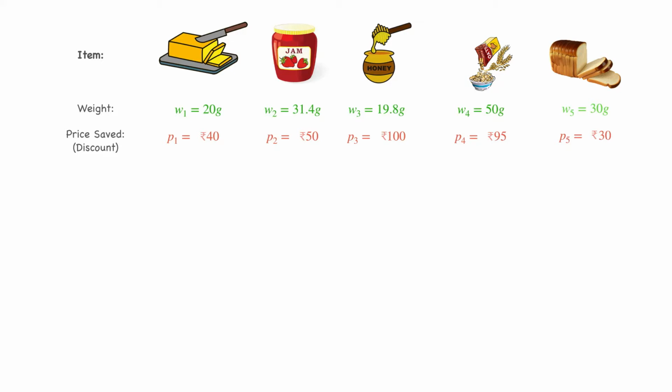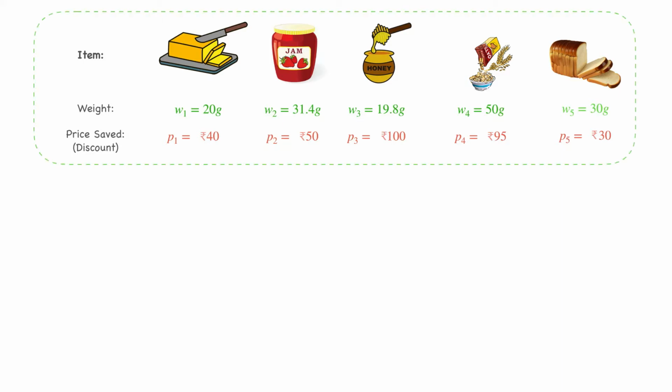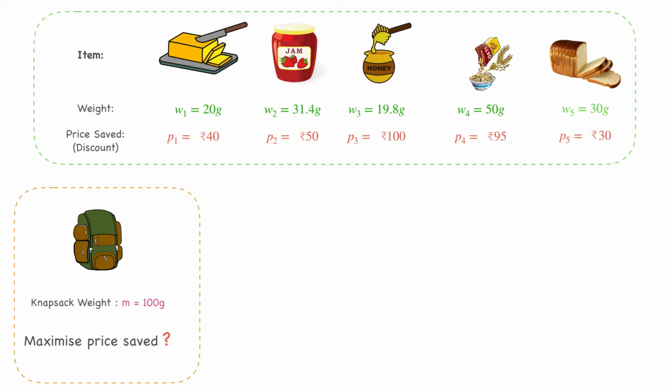So our job is to maximize the price saved subject to the condition on weights. The condition on weights is something like this. You have a knapsack, which is a kind of bag which can hold only 100 grams, a maximum of 100 grams. So you have to carefully choose the items so that the total sum of the weight doesn't cross 100 grams, and that is a constraint, and your objective function is to maximize the price saved. Whatever items we choose, the total sum of the price saved should be maximized.